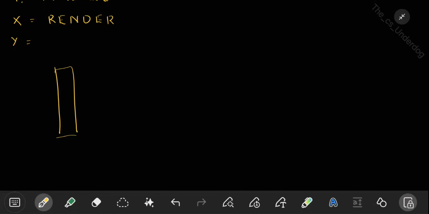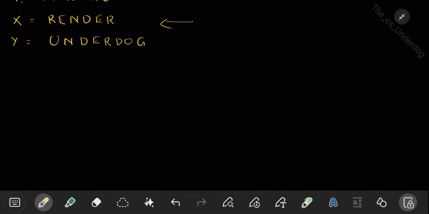What is the second string? It is underdog. We want to find the longest common substring. Underdog is our second string. Our task is to find which is the longest common substring among the words render and underdog. What do you want to do? You want to construct a DP table. How do you construct the DP table?